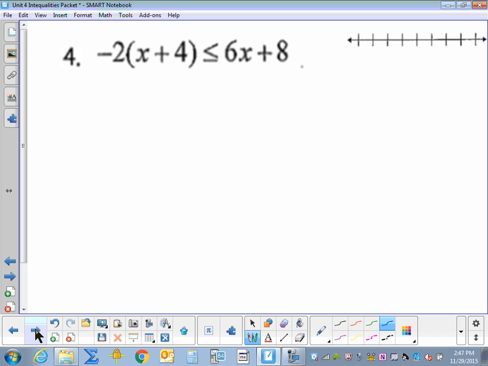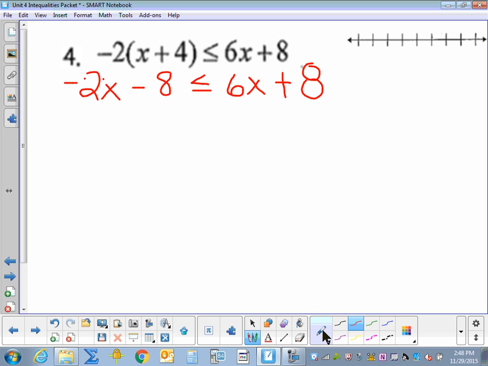Number 4, negative 2 times the quantity x plus 4 is less than or equal to 6x plus 8. So the first step is to distribute. So minus 2x minus 8 is less than or equal to 6x plus 8. All right, so now we're going to collect the x's on the left side, so we need to minus 6x on both sides.